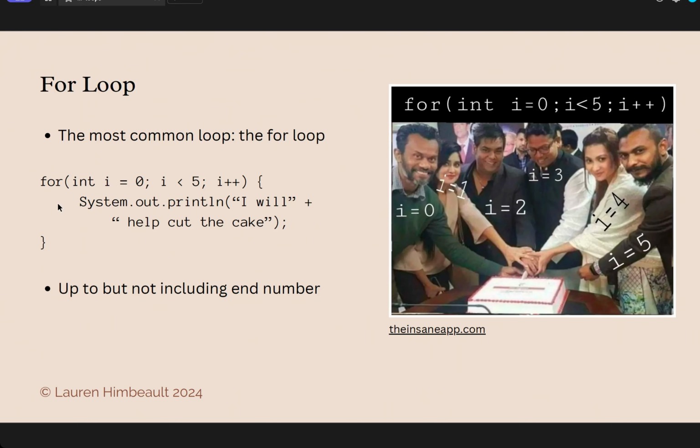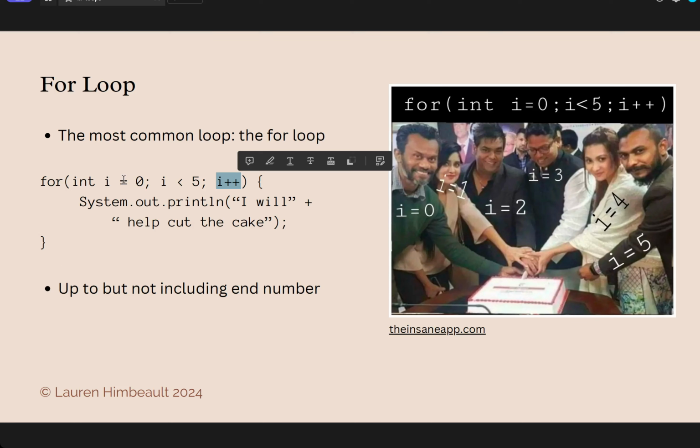So we can see here we have for int i equals 0, i less than 5, i plus plus. What this is actually saying is for a variable i, int i, that starts at 0, while i is less than 5, do all this code, and then do i plus plus. So the first time that this loop runs, it runs while i equals 0. We can see right here in the picture, he's helping cut the cake. And then it says, I will help cut the cake.